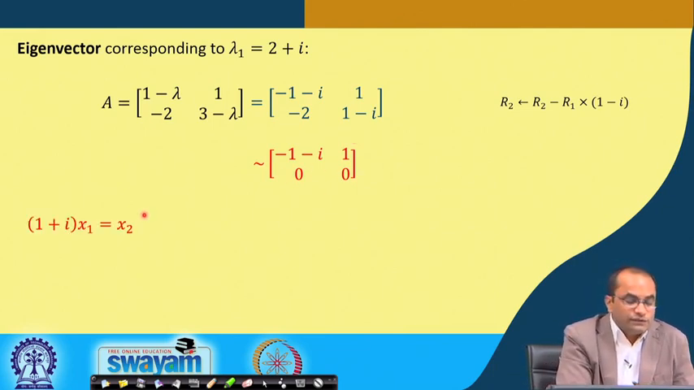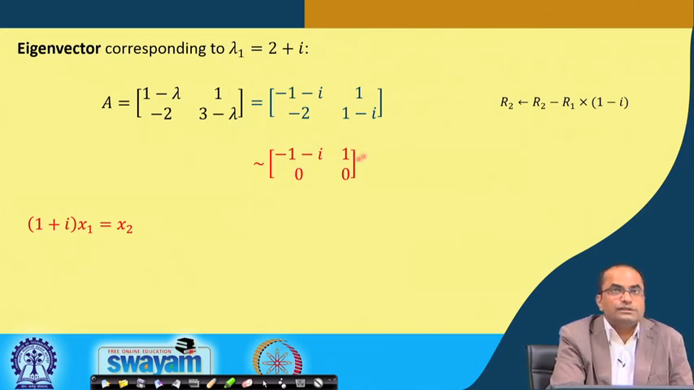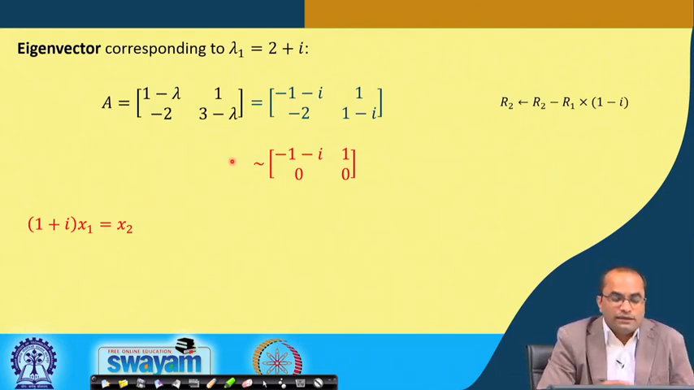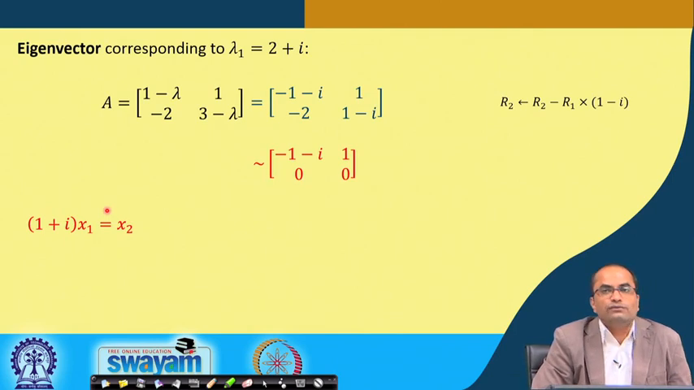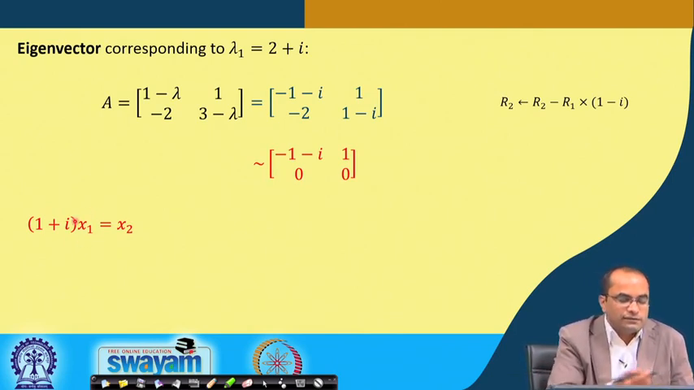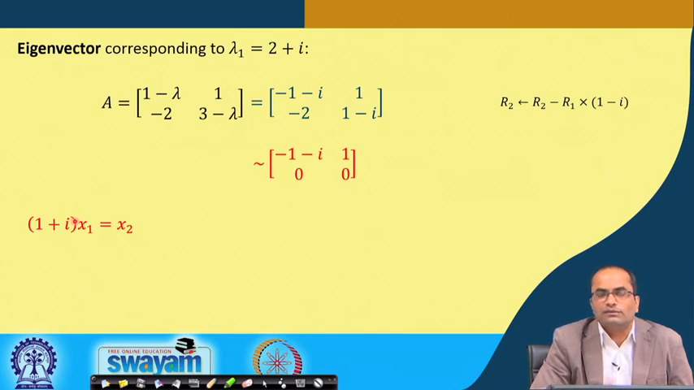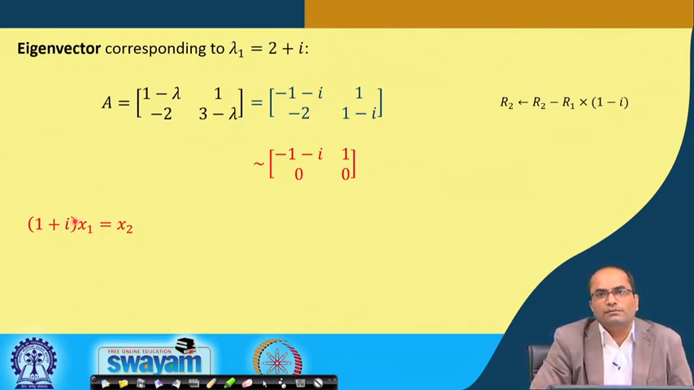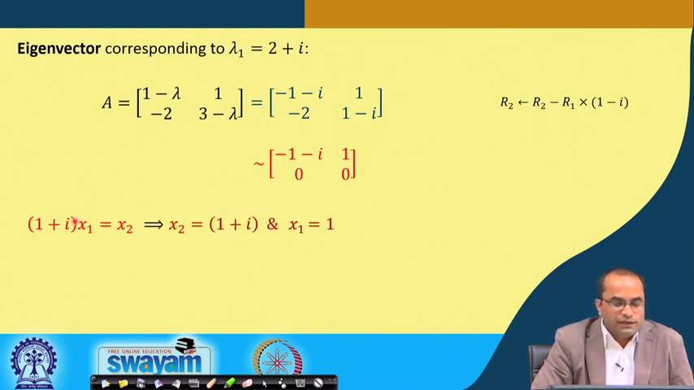And then what we have here is the first equation, which is 1 plus i times x 1 is equal to x 2. This is the first equation, and we can take any arbitrary value for x 2 and get the corresponding x 1, or we can take any arbitrary value for x 1 and get x 2, because there is only one equation. So, one variable we have to choose arbitrarily.